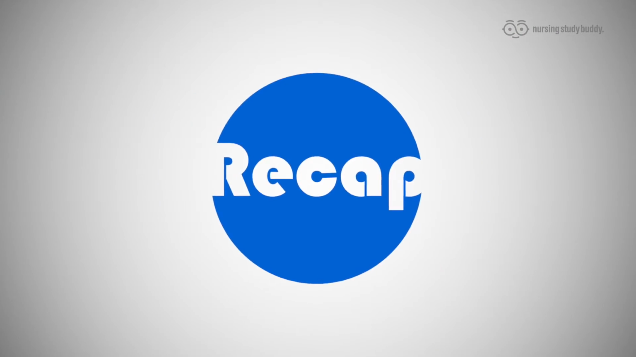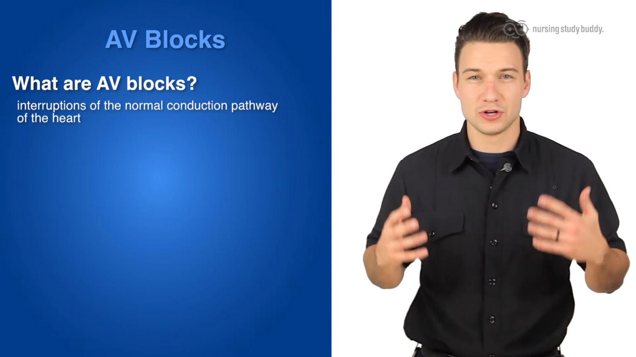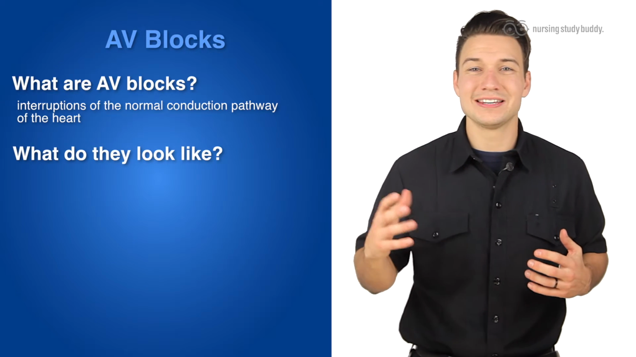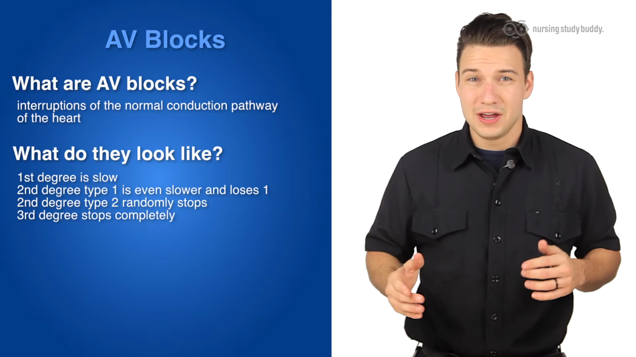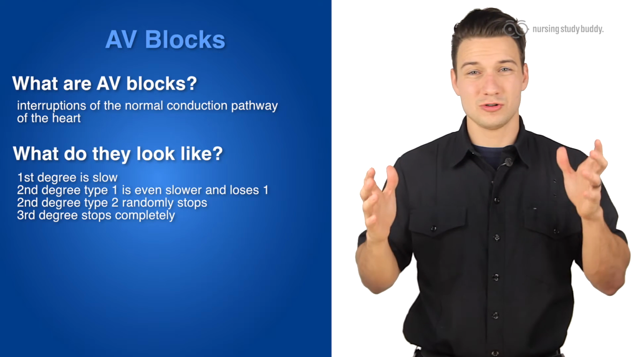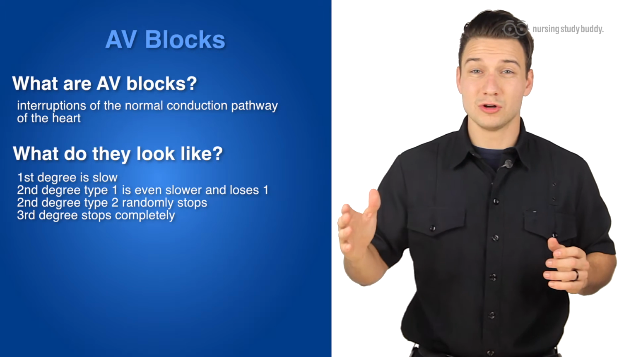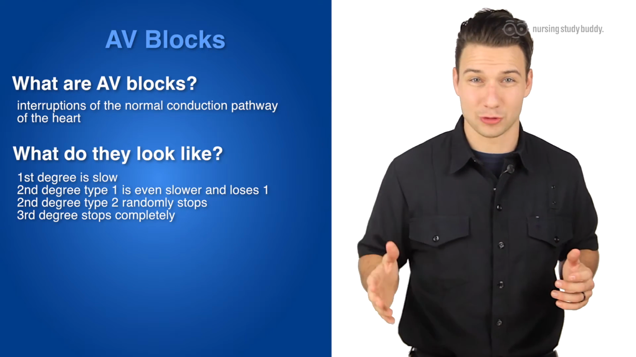Recap! Okay, to recap, we went over that AV blocks were really just interruptions in the normal conduction pathway of the heart. And then we got into what these different blocks look like. We used a roadblock as an example. The first degree just slowed those cars down. And then we got to the second degree, type 1, which slowed the cars down worse and worse and worse until we lost one. He didn't get through.